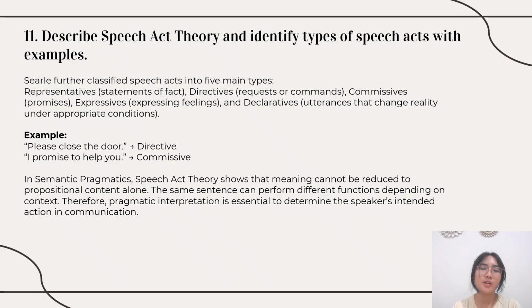Searle further classified speech acts into five main types: representatives, directives, commissives, expressives, and declaratives. Example: "Please close the door." This is a directive. "I promise to help you." It is a commissive.